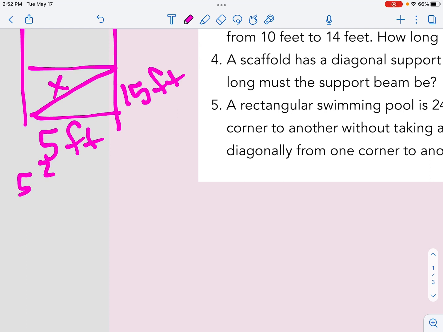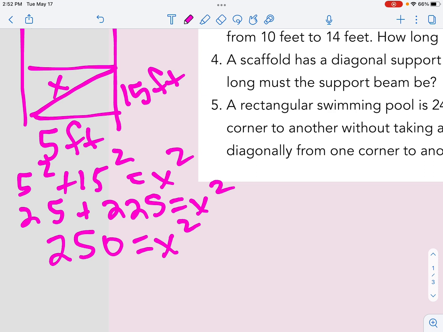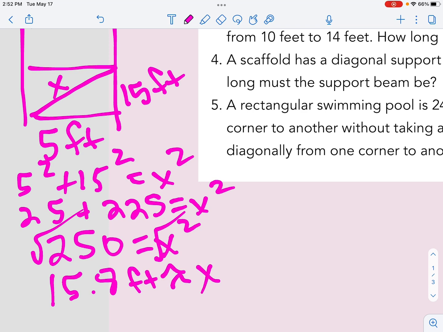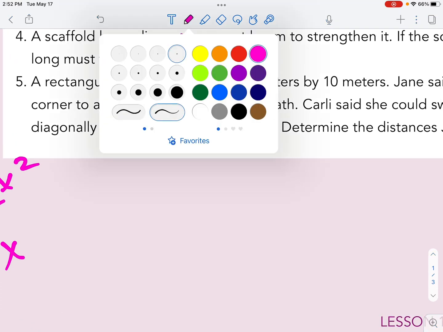So 5 squared plus 15 squared has to equal x squared. So 25 plus 225 equals x squared. 250 is equal to x squared. I take the square root of both sides and plug that into my handy dandy calculator, and I get approximately 15.8 feet. Okay, then next I'm going to change the color again.